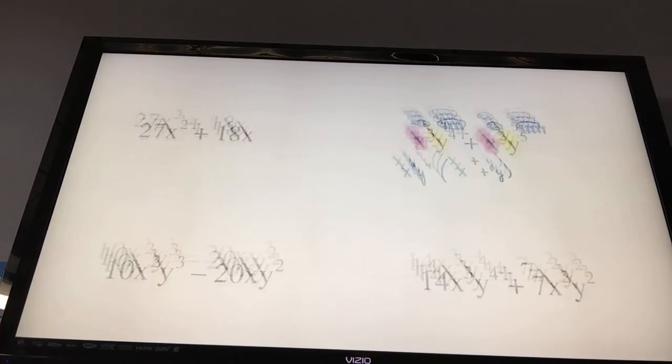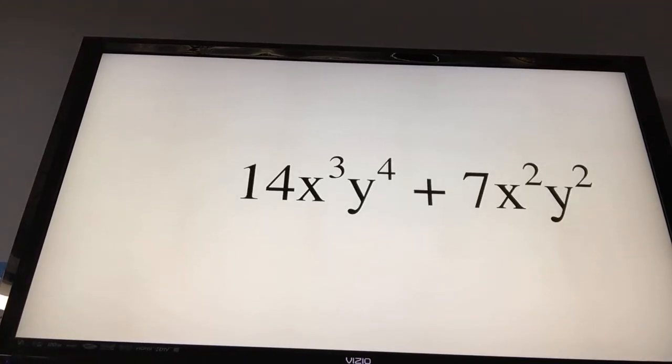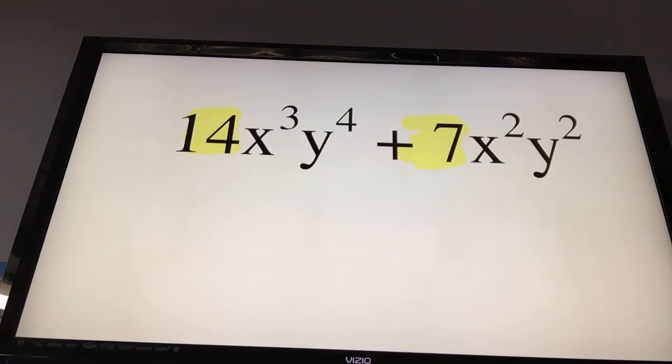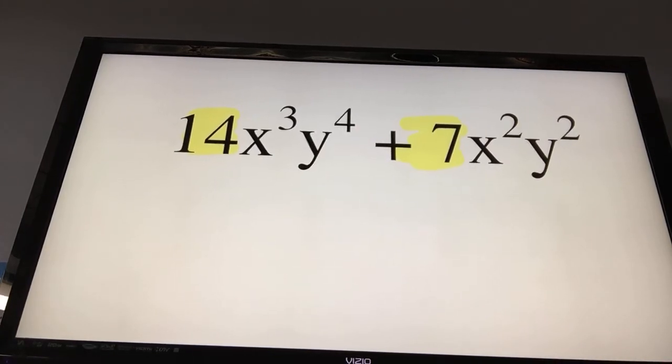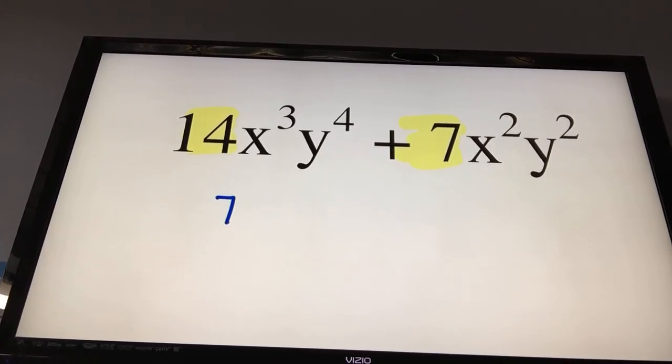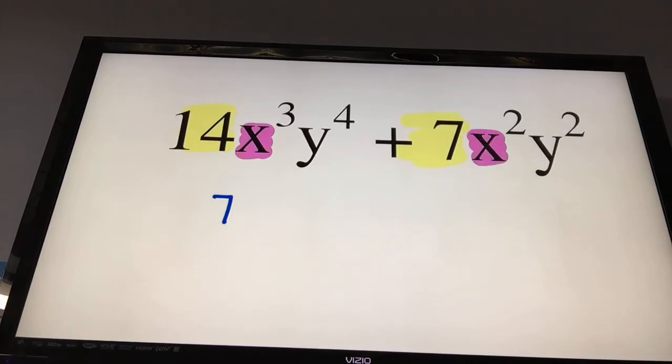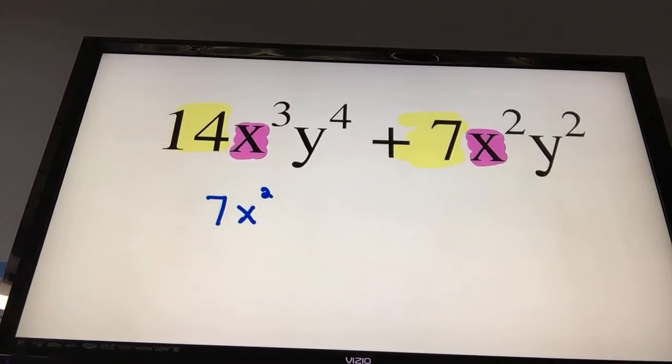Okay, let's look at the one right below it. Common factor between 14 and 7? 7. Both have x's. One has an x to the second, one has an x to the third. So what's common? X to the second. And I have a y to the fourth and a y to the second. So what's common? Y to the second.